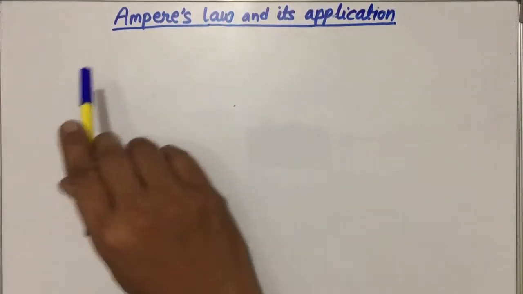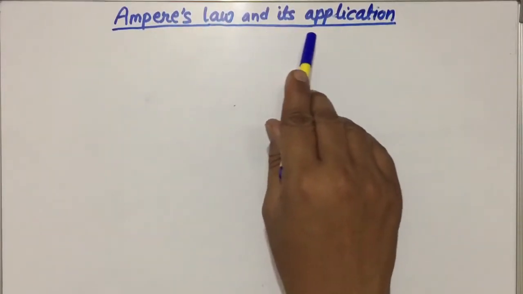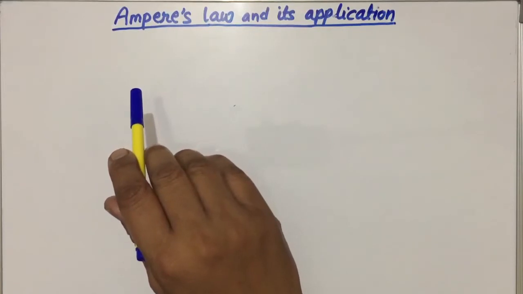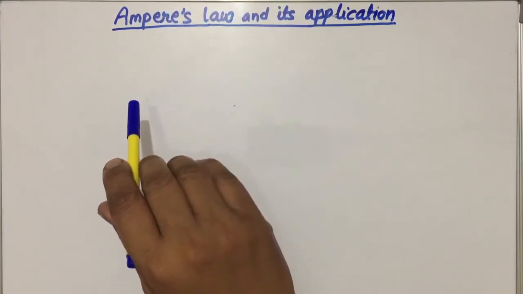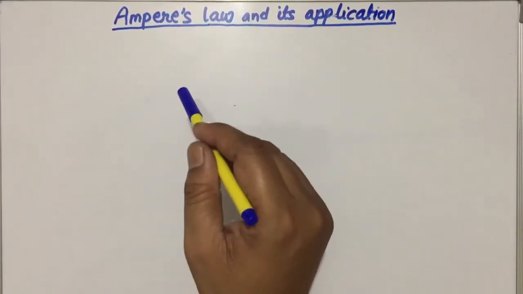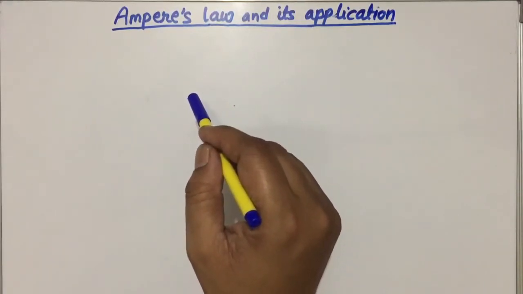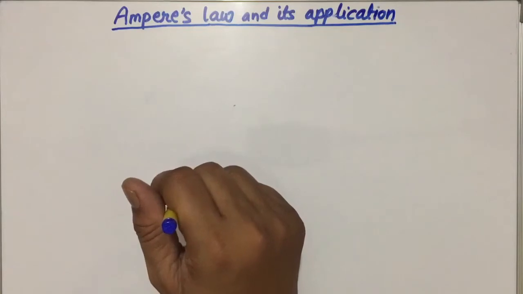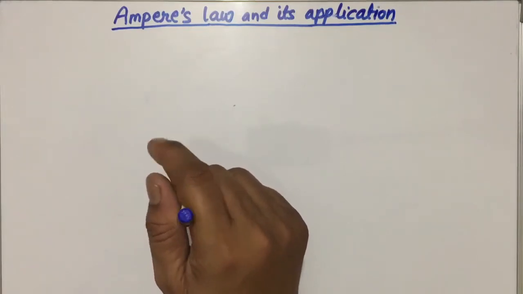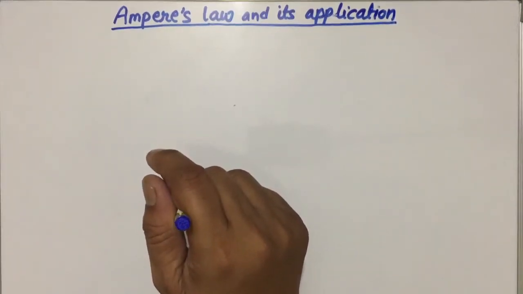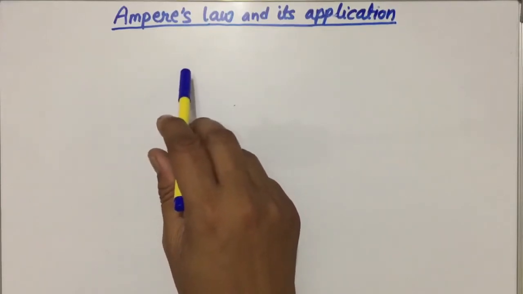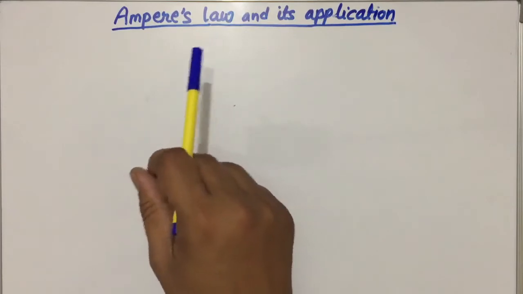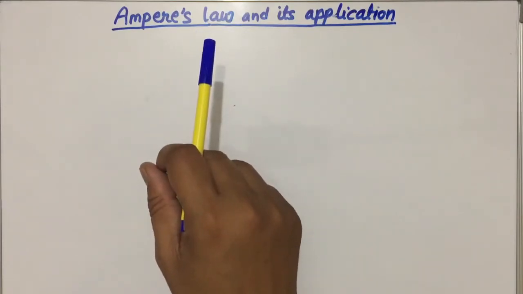Today we will study Ampere's law and its applications. Until now we have studied the Biot-Savart law to find the magnetic field intensity, indicated by H, at any particular point due to a current carrying conductor. Now we will try to find the same magnetic field intensity H with the help of Ampere's circuit law. It is a simpler way to find the magnetic field intensity.